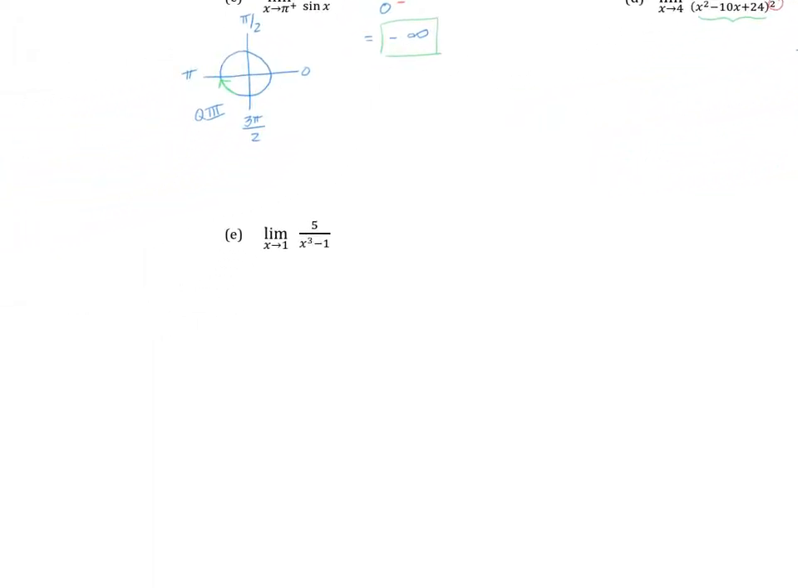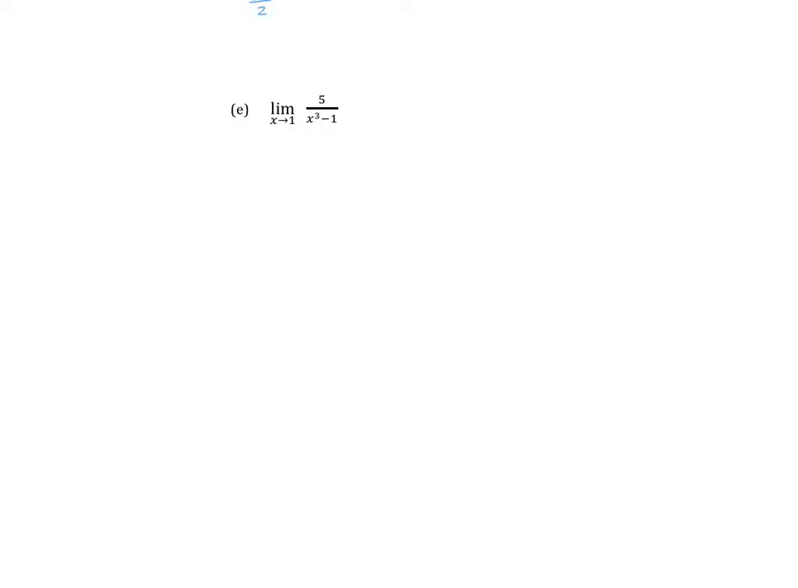That's not the case for E. If I plug in 1, this is going to be 5 over 0. And unfortunately, it's not raised to an even exponent. So I'm going to have to break this up and come in from the left and the right. So if I take the limit as x approaches 1 from the left of 5 over x to the third minus 1, and I plug in 1, I get 5 over 0.